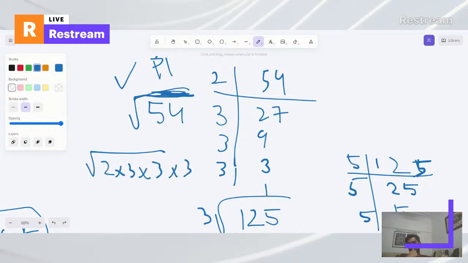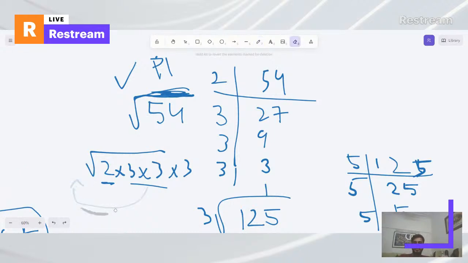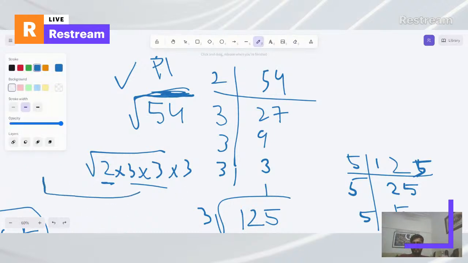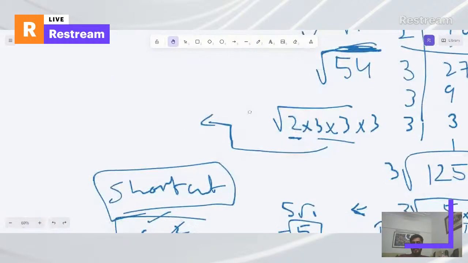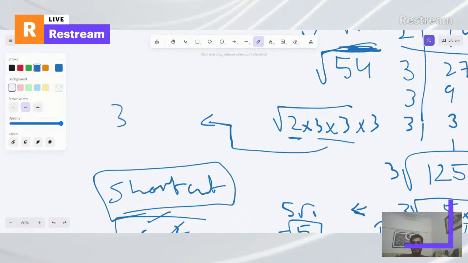Okay, so we need a pair of the same number. There's no other 2, so we can't take 2 out of it, right? And there are only three threes. So we have to form one pair and take one out. If we take one out, we take 3 out, and in the square root we're left with 2 times 3, so it forms 3 root 6.